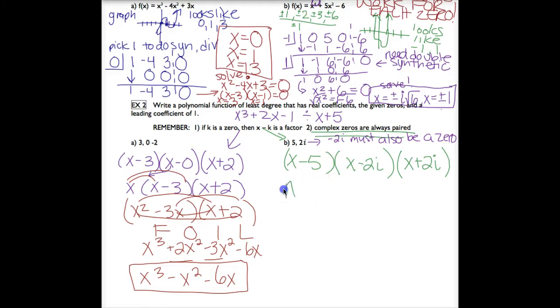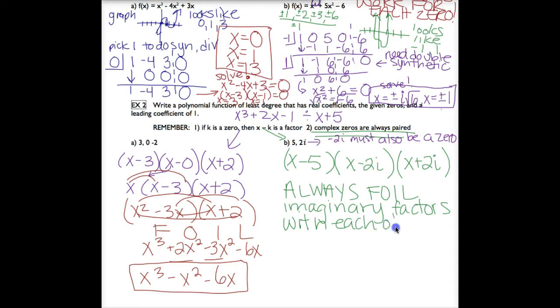Now, with these, always FOIL imaginaries with each other. And do that first. So, when I do my FOIL on those imaginaries, first, x times x is x squared. Outsides, x times 2i is 2ix. Insides, negative 2i times x is negative 2ix. And my lasts, negative 2i times positive 2i, blast from the past, remember how to do this, negative 4i squared.